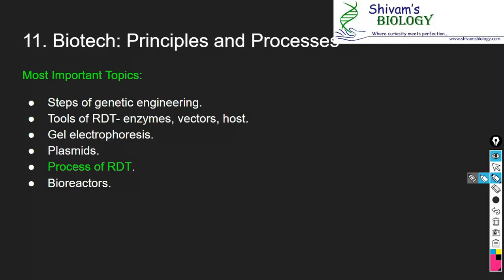In the 11th chapter, that is biotechnology, principles and processes, this chapter is quite conceptual. You should not cram up anything in this chapter. You should understand everything very well. Everything that is related with genetic engineering is important in this chapter. Tools of recombinant DNA technology, that are enzymes, vectors and host. These are important topics. The concept of gel electrophoresis and its process is important. Plasmids, study it in very detail.